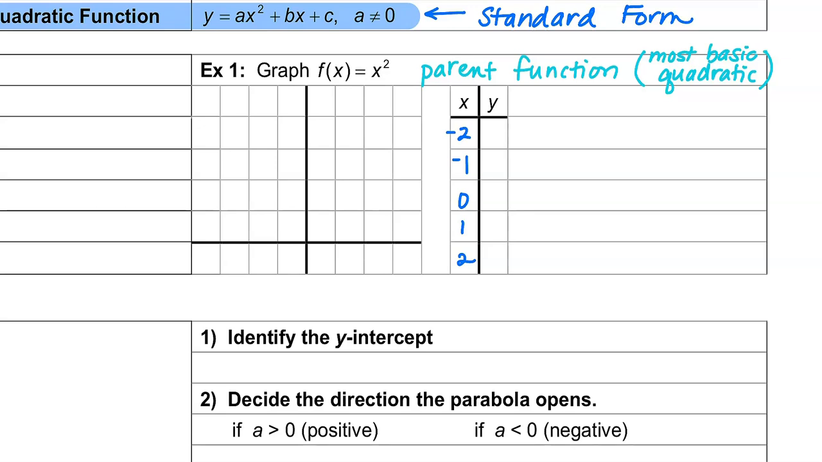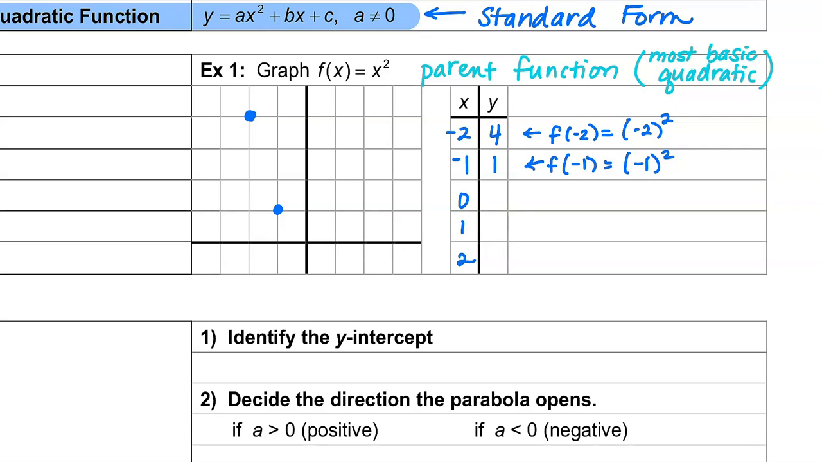And when I plug it into f of x squared, that's going to be f of -2, which will be equal to -2 squared. What's -2 squared? +4. So if I graph that, over 2, up 4, it would be this point right here. If I put in -1, to find f of -1, that would be the quantity of -1 squared, which is +1. So left 1, up 1, there's that point.